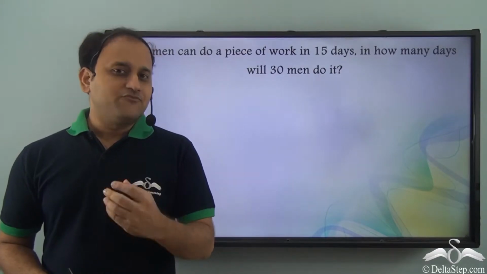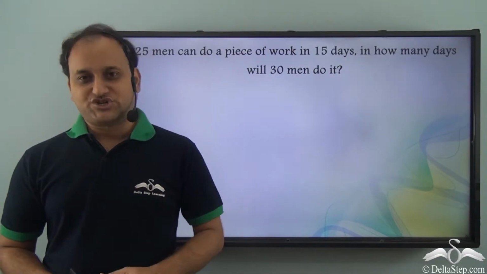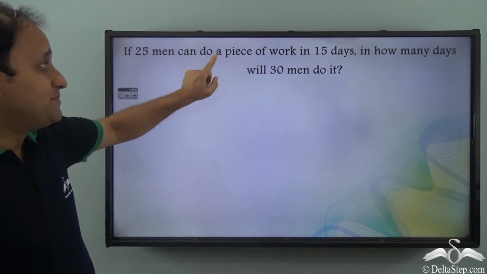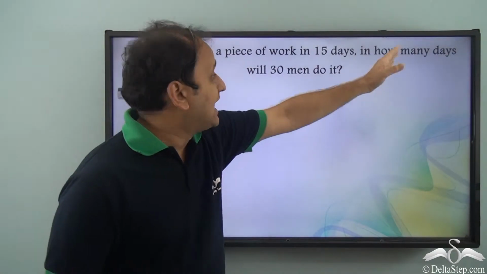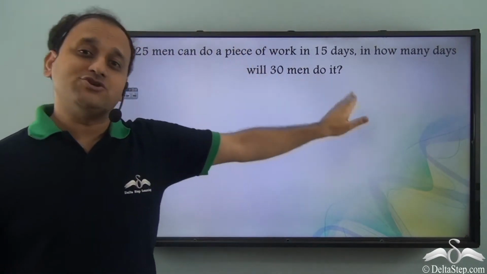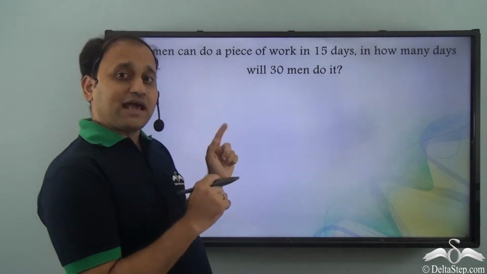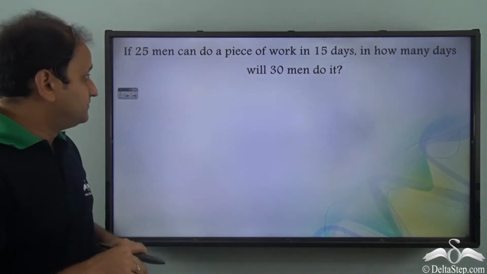Let's solve some word problems related to variation. So we have a question here. If 25 men can do a piece of work in 15 days, in how many days will 30 men do it? Now, first of all, we need to identify what type of variation we can see here.